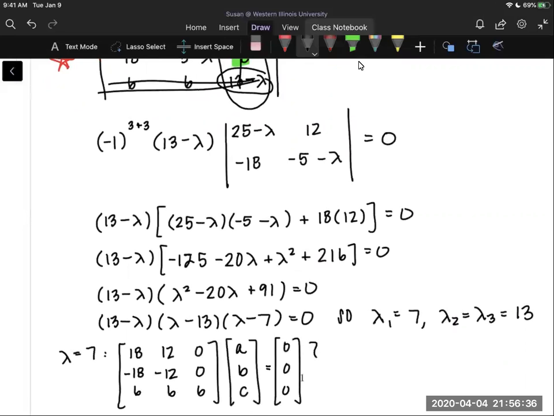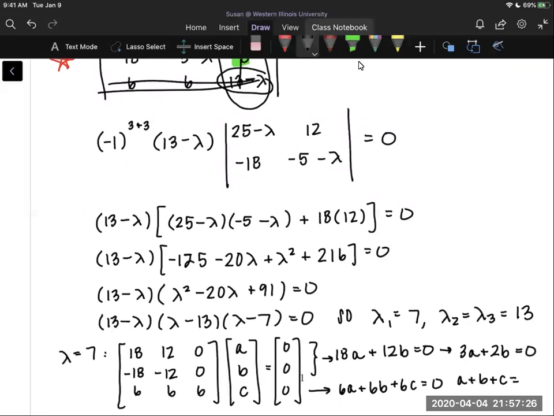So first I'll note that these top two equations are going to give me the same thing. So I'll just write one of them, 18a plus 12b equals 0. And the bottom equation is giving me 6a plus 6b plus 6c equals 0. All right, so I have two equations with 3 unknowns. And let's just go ahead and simplify this first. This is 3a plus 2b equals 0. And then a plus b plus c equals 0.